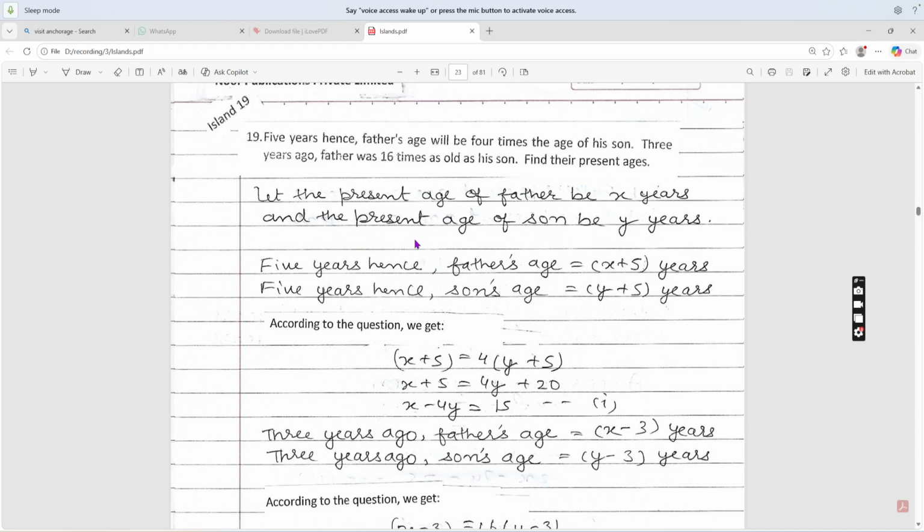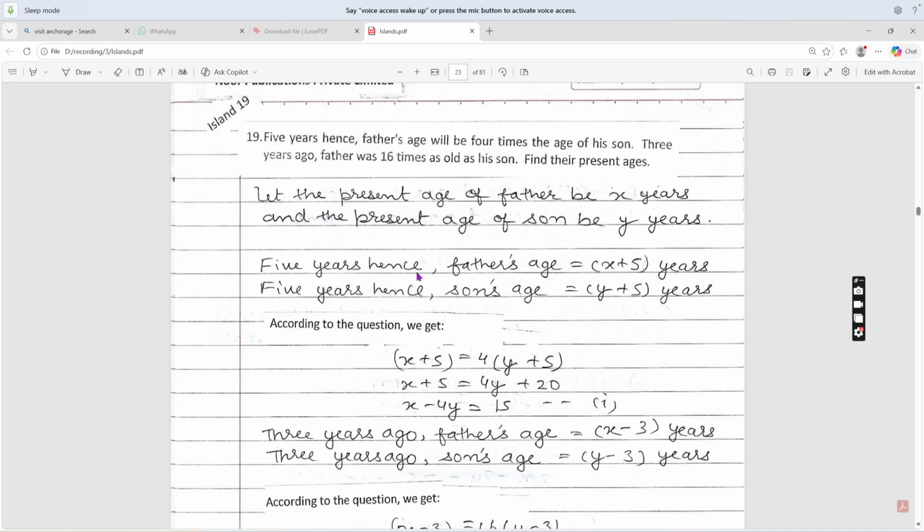5 years hence, father's age will be 4 times the age of his son. 3 years ago, father was 16 times as old as his son. Find their present ages. In these types of questions, one tip I am providing to you: always let the present ages be x and y of the two different persons. Here, the first person is the father and the other is the son. So let the present age of father be x years and the present age of son be y years. Now we will see 5 years hence.